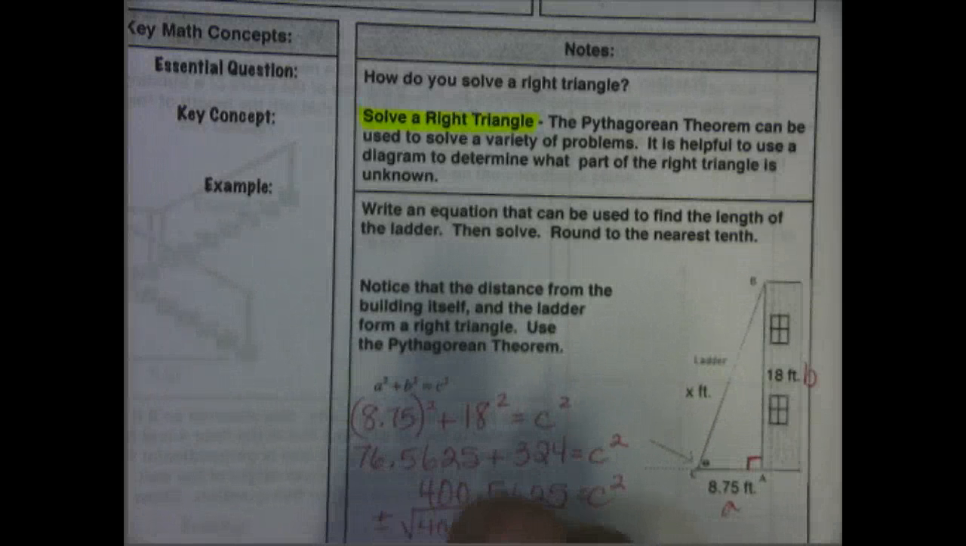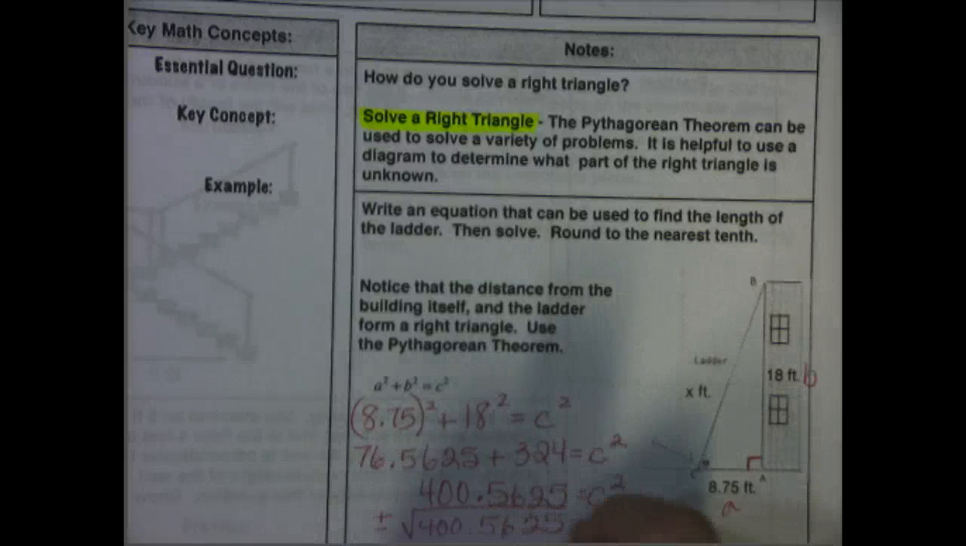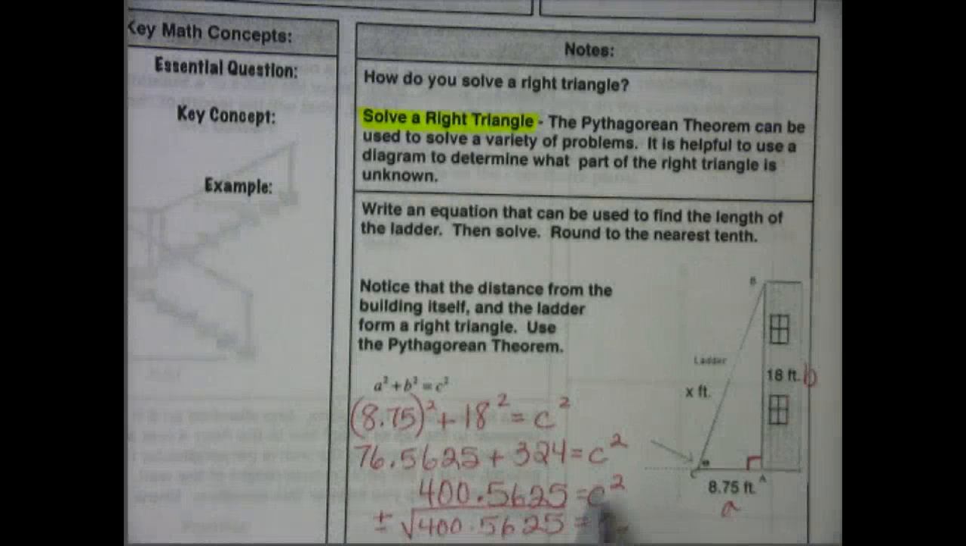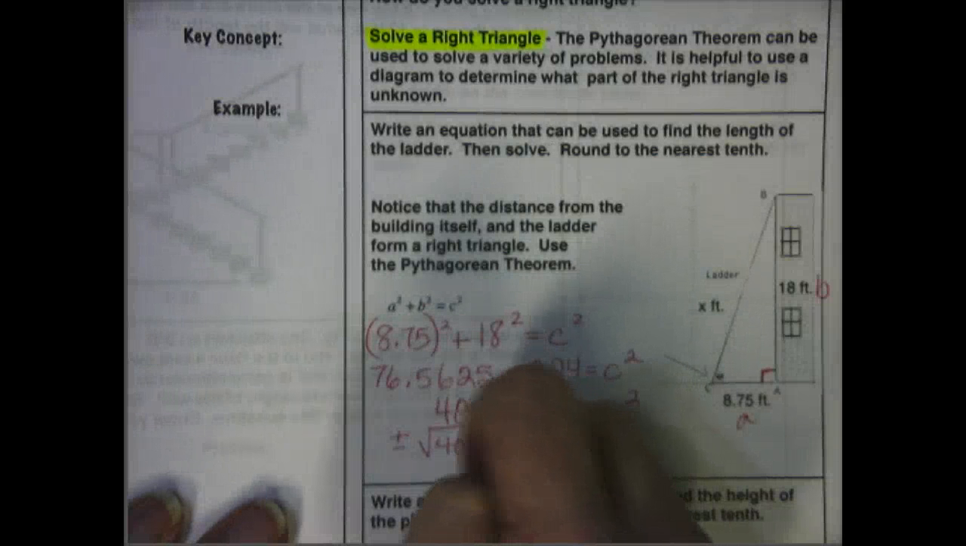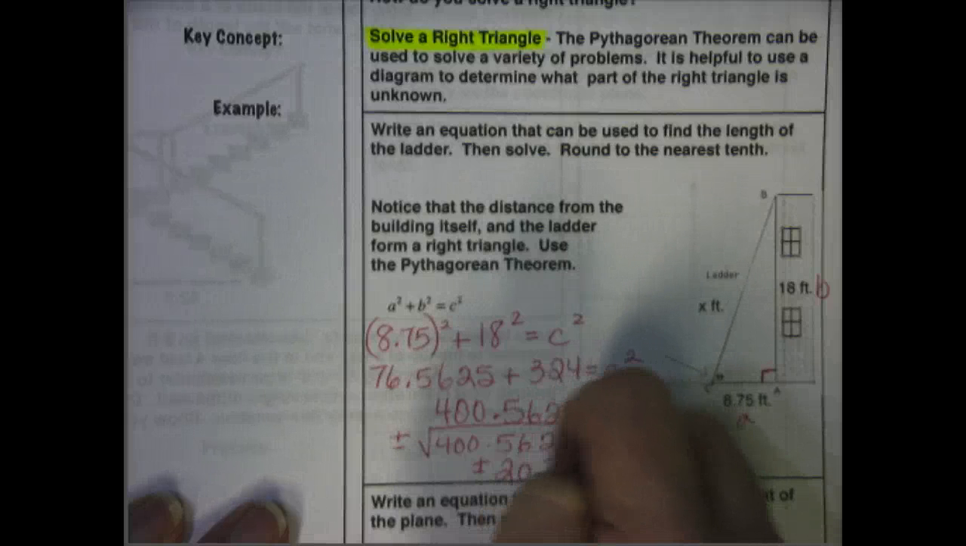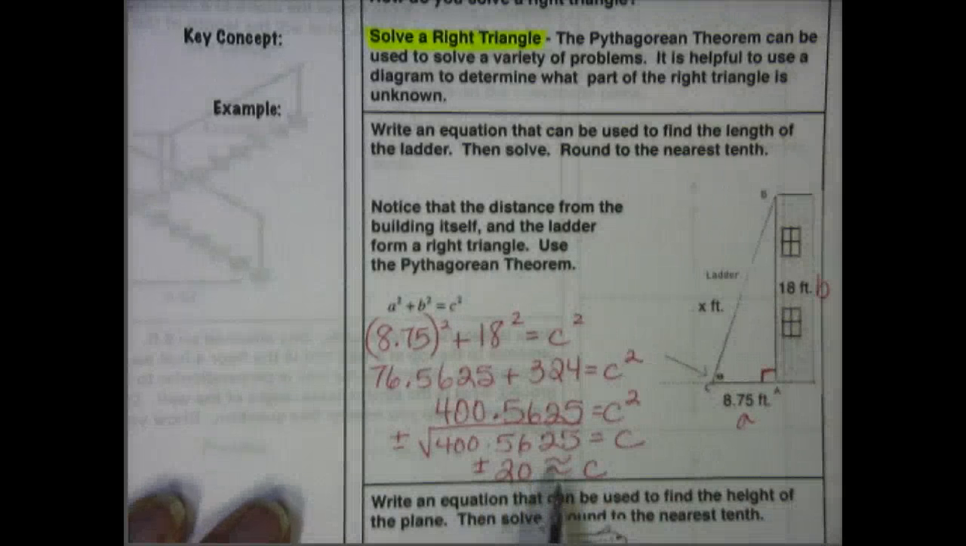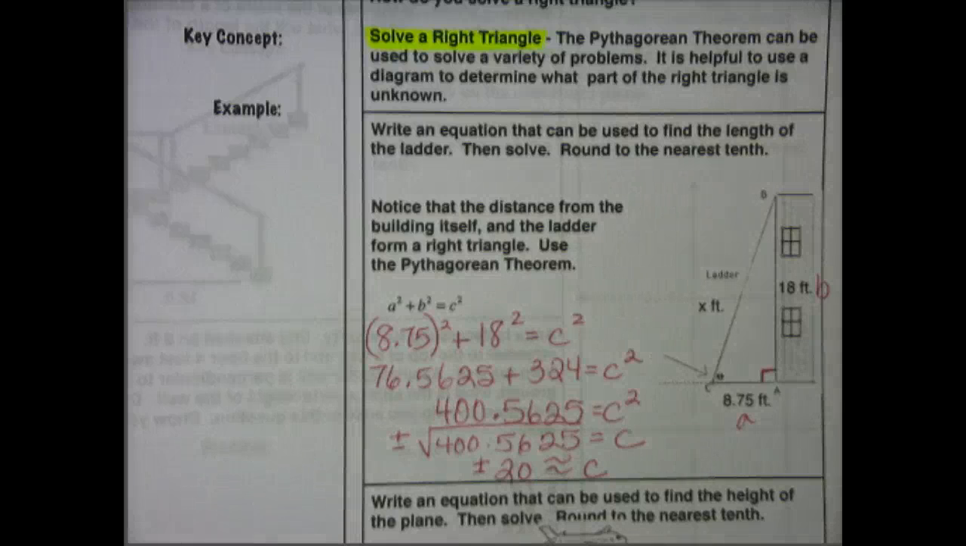Now remember that when we solve these, we're going to take the plus or minus square root of 400.5625, and that's going to get us c, because when we take the square root of c squared, we get c. Now, if you know your perfect squares, you know that the square root of 400 is 20. So the square root of 400.5625 is going to be about 20. So approximately, remember that instead of using the equal sign, which says it's definitely that amount, we're going to use the approximately sign to show that it's not exactly 20, but it's close to 20.